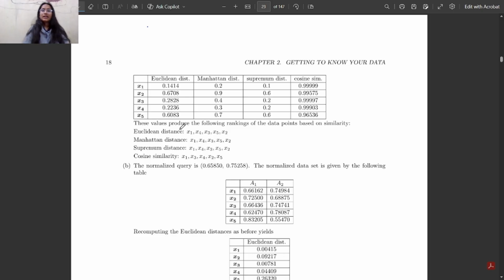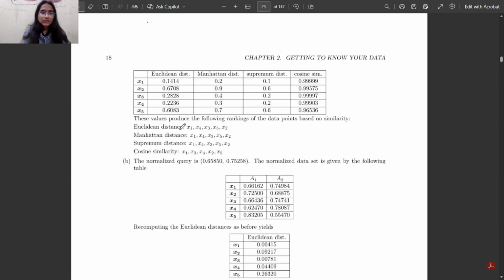So we are given a data table representing objects with 2 numerical attributes. We are asked to consider each object as a 2D point and compute distance from query X, which is 1.4, 1.6, using Euclidean, Manhattan, Supremum, and Cosine similarity. And second, we have to normalize the data to unit length and recompute Euclidean distance again. So the output generates a ranking of the objects depending on which similarity measure is used. Different measures produce different rankings because each metric captures different aspects of closeness.